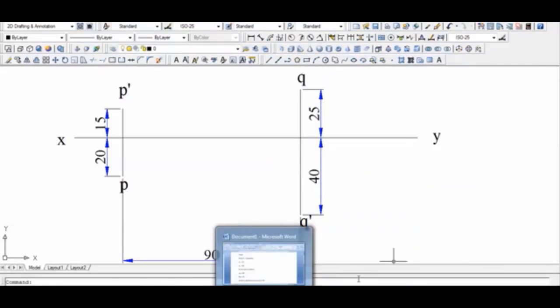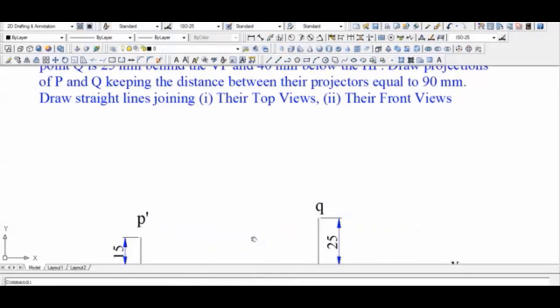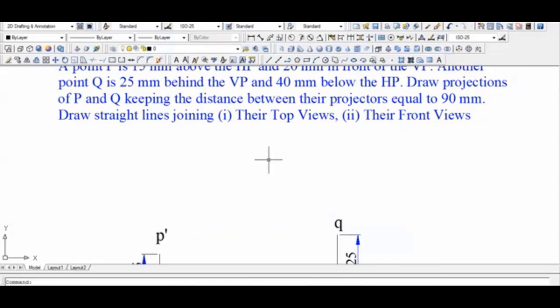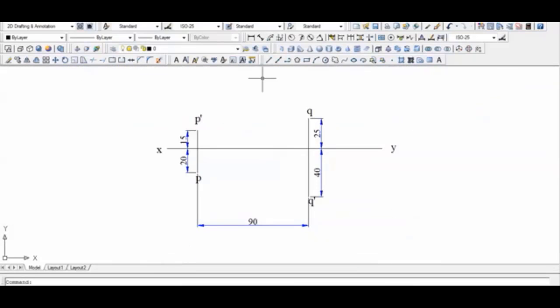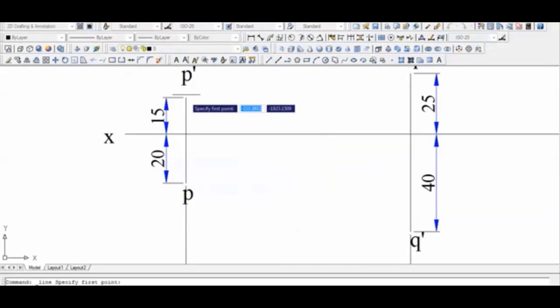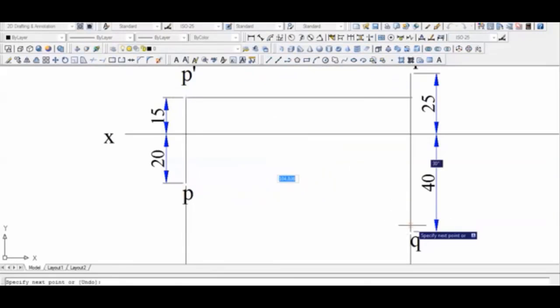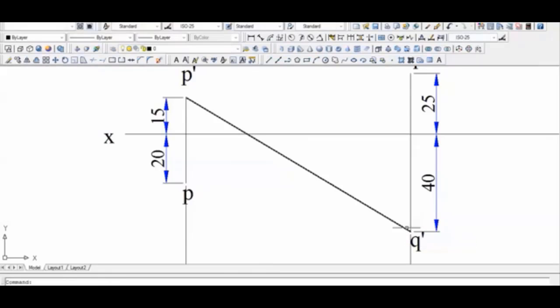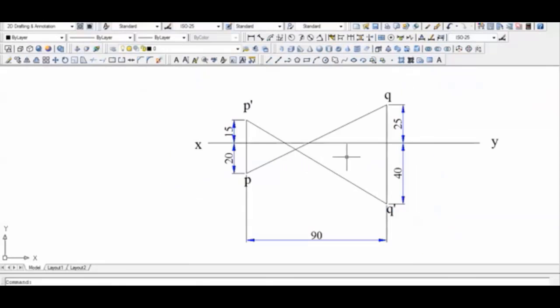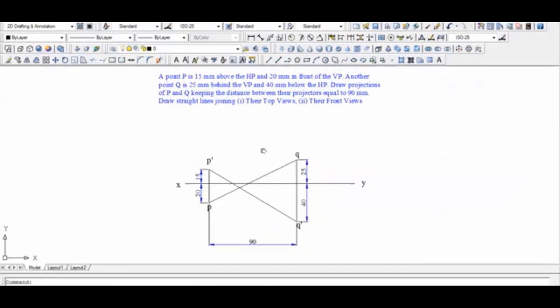Projections done. The only thing left is the joining. Draw straight lines joining their views. Please remember, wherever there is a dash, it means it's a front view, and wherever there is no dash, it's a top view. So we need to join the front views of both the points, that means P dash with Q dash, and we also need to join the top views of both the points, that is simply P and Q. So this finishes our problem.